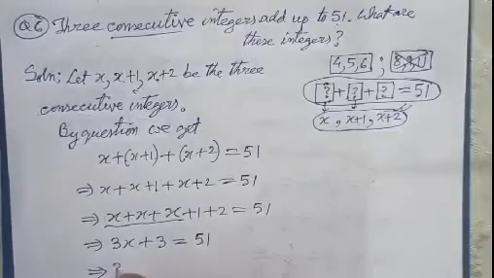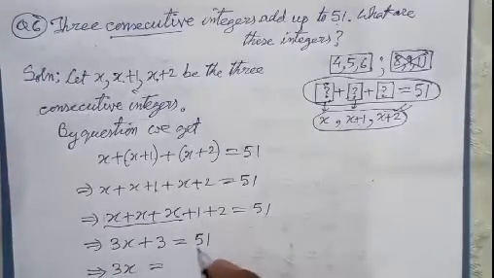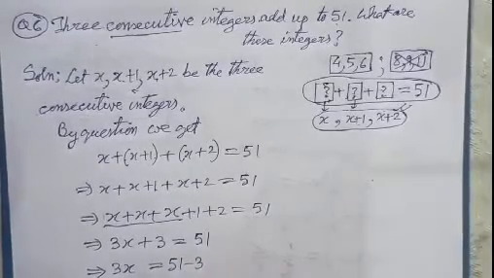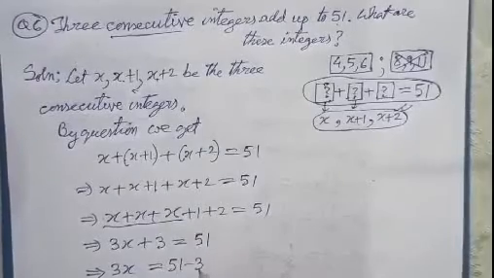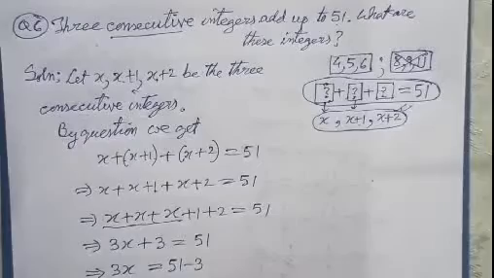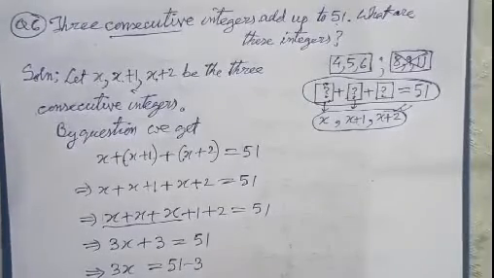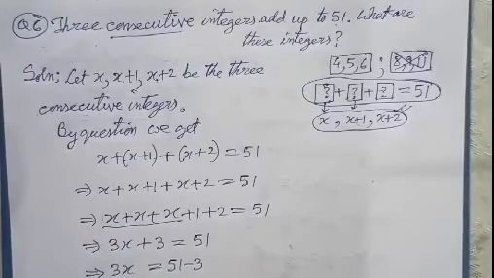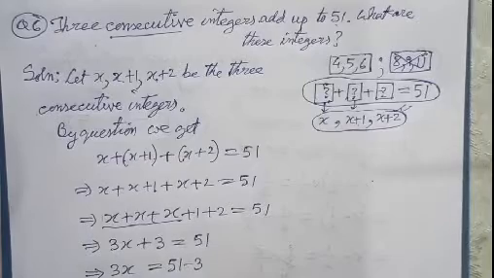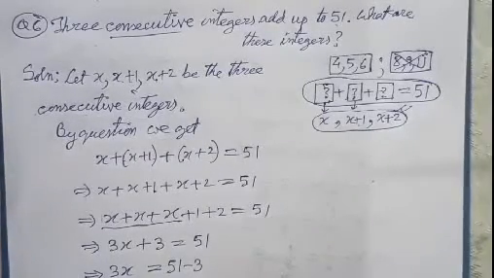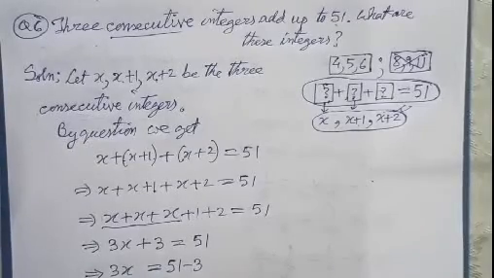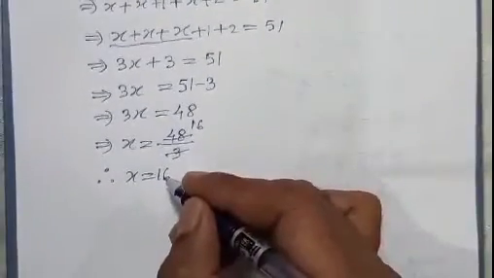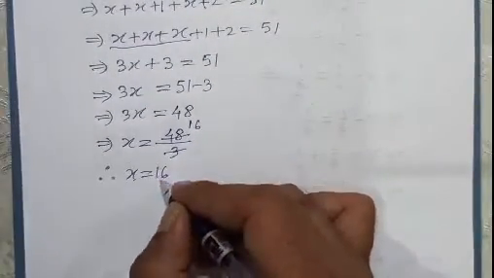This implies that 3x is equal to, if plus 3 is transposing to the other side, plus will change into minus, so 51 minus 3. 3x is equal to 51 minus 3 is 48. This implies that x is equal to, if 3 is transposing to the other side, 48 will be divided by 3. If we divide 48 by 3, 16 is what we get. Therefore, x is 16.